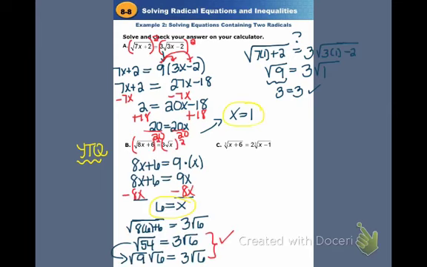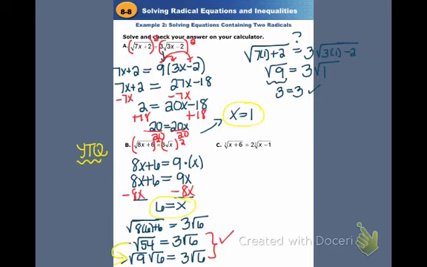So in this example, the answer for x is 6, and you can see that I checked it. You could also just check it by getting the decimal equivalents, but I showed how if you simplified the left-hand side, which is the square root of 54, and put it in simplified radical form, then the two sides would be equal.